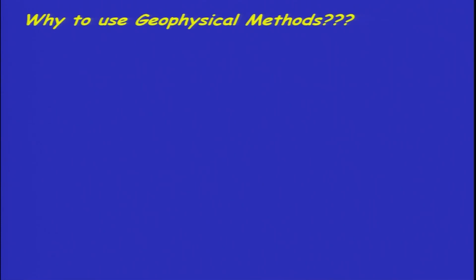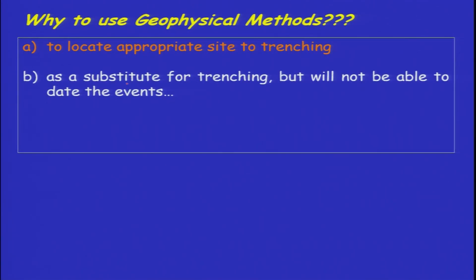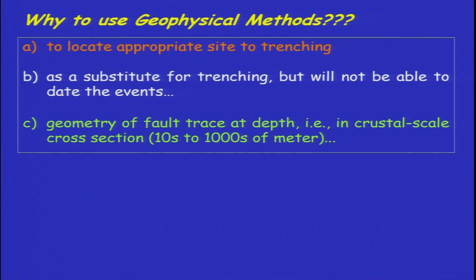Why use a geophysical method? There is another question here. The answer is to locate an appropriate site for trenching, as a substitute for trenching, but it will not be able to date the events. You can identify the deformation at depth, but unless you date the deposits or the sediments, you will not be able to characterize the fault as active, and you will not be able to date the events, the paleoearthquakes which have occurred on that particular fault.